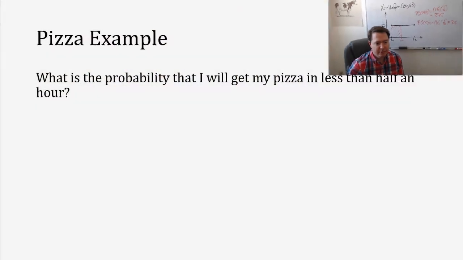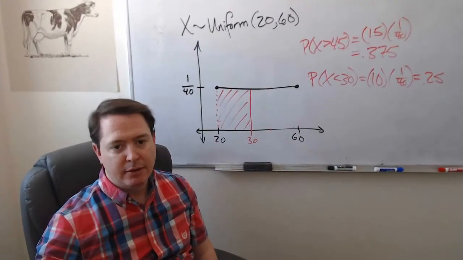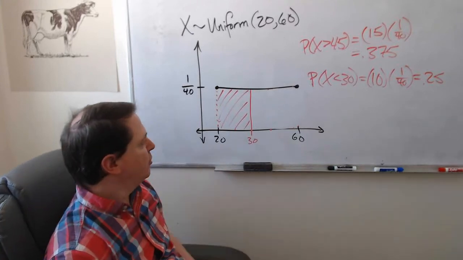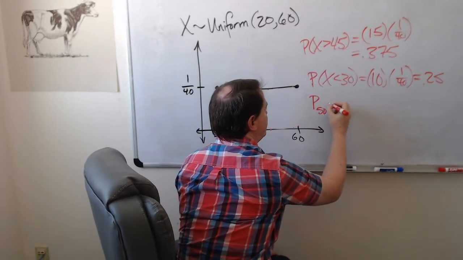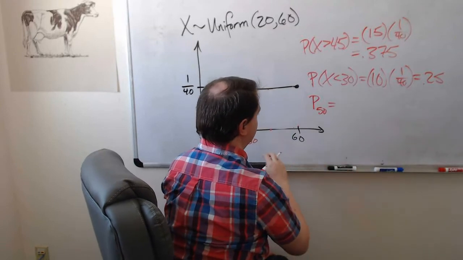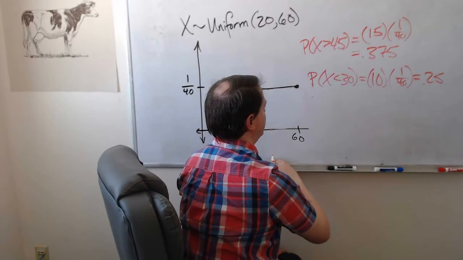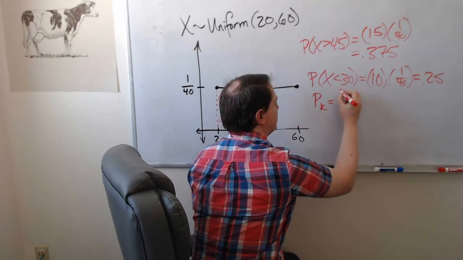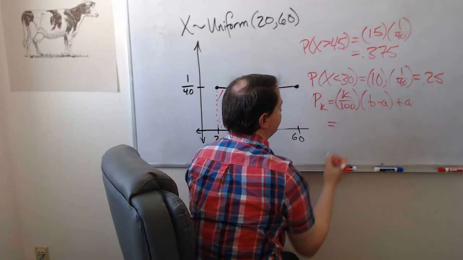All right, last one. Let's find the median for pizza delivery times. Well, I don't know that this time it's worth it to rederive the whole percentile thing, so let's use the formula for this. So the 50th percentile is going to be, well, let me just give you the formula again so we're all on the same page. The kth percentile is k over 100 times b minus a, plus a.